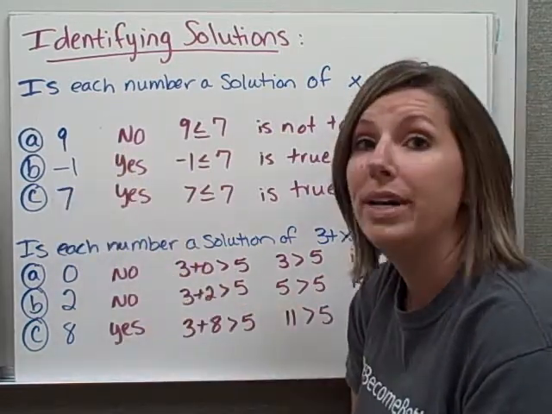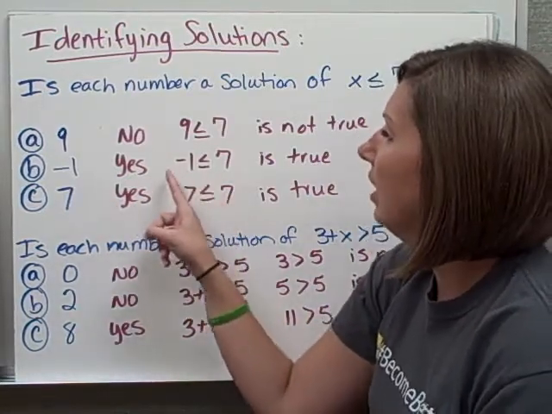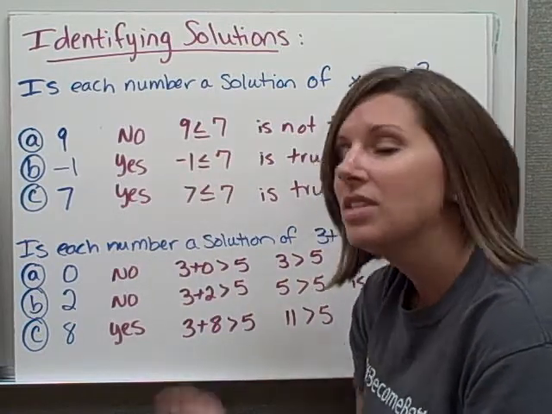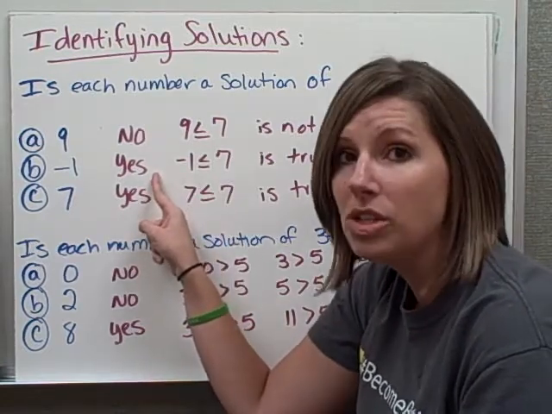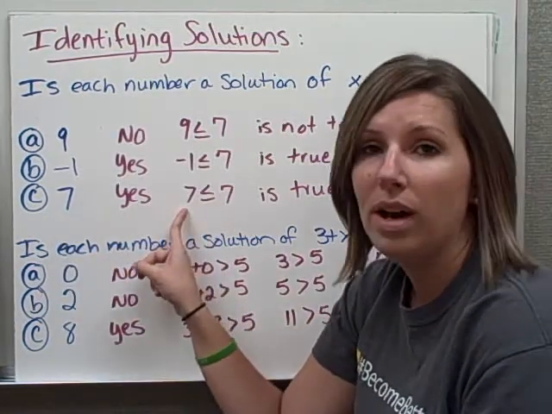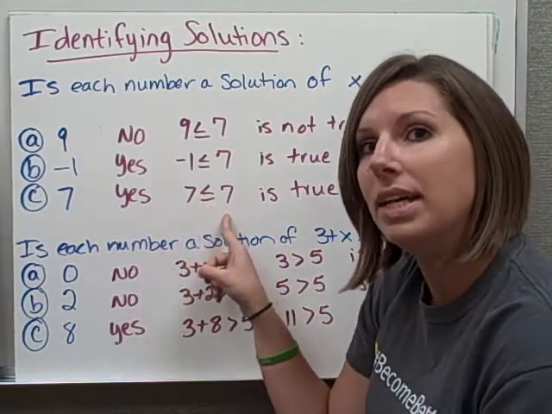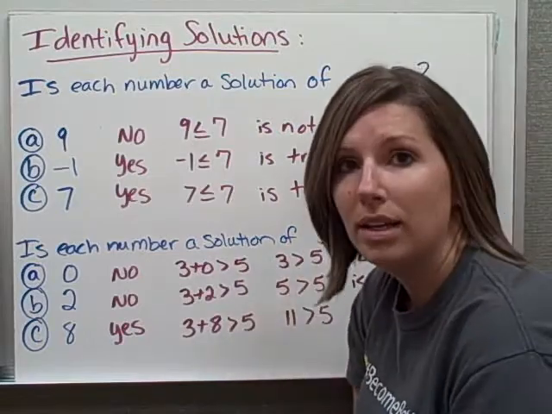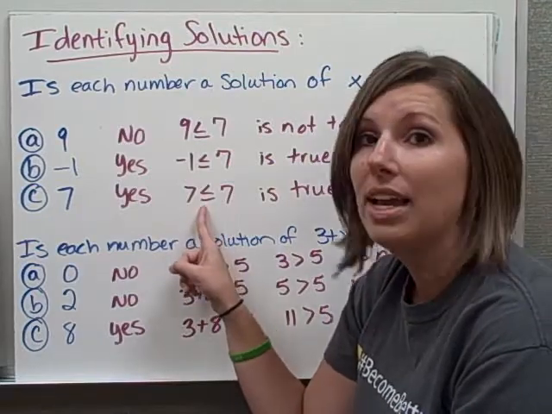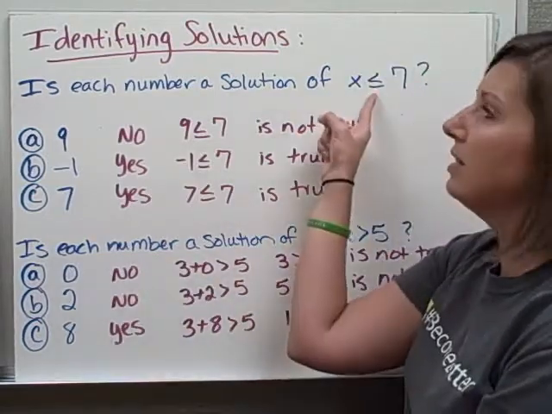Let's look at the number -1. We're going to plug in -1 where x was, and then we examine this scenario. Is -1 less than or equal to 7? Well, yes, it is. So that is a true statement. That is a solution. Letter C, 7. Let's plug in 7 where x was. This statement reads, 7 is less than or equal to 7. That is actually a true statement because 7 is equal to 7. This stands for less than or equal to. So that is a true statement. 7 will be a solution to this inequality.